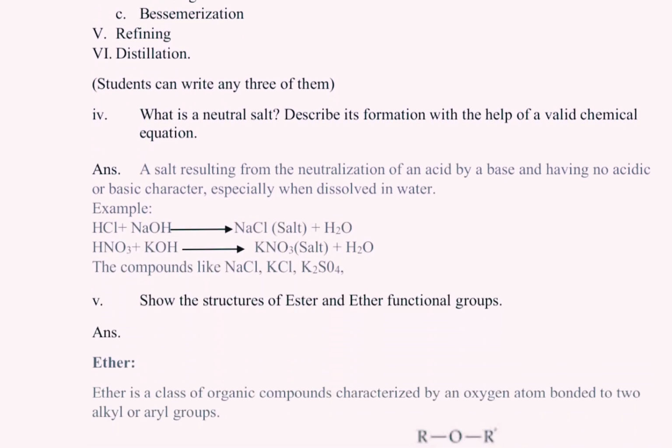Then the next question is: what is a neutral salt? Describe its formation with the help of valid chemical equations. A neutral salt is a salt which doesn't generate any acidic or basic character in your solvent. It is produced as a result of a neutralization reaction, for example, reacting HCl with NaOH or nitric acid with potassium hydroxide, or you can pick any other salt you like. Potassium sulfate may also form if you are using sulfuric acid. You can do this reaction with any acid and base.